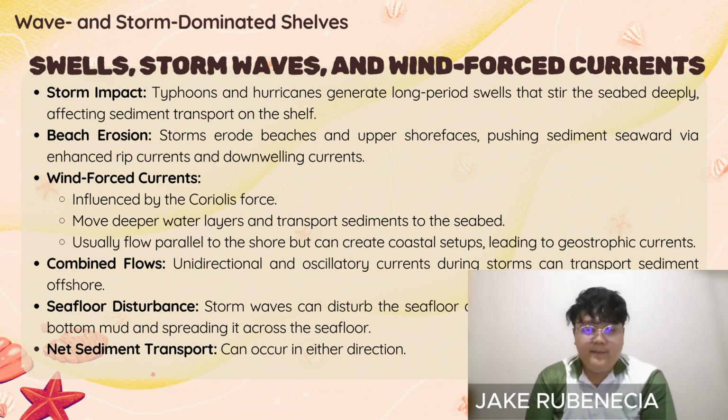So here we have storm impact. Typhoons and hurricanes generate long-period swells that stir the seabed deeply, affecting sediment transport on the shelf. Beach erosion: storms erode the beach and upper shoreface, pushing sediment seawards via enhanced rip currents and downwelling currents. And wind force currents are influenced by the Coriolis force, move deeper water layers and transport sediment on the seabed, and usually flow parallel to the shore but can create coastal setup, leading to geostrophic currents.